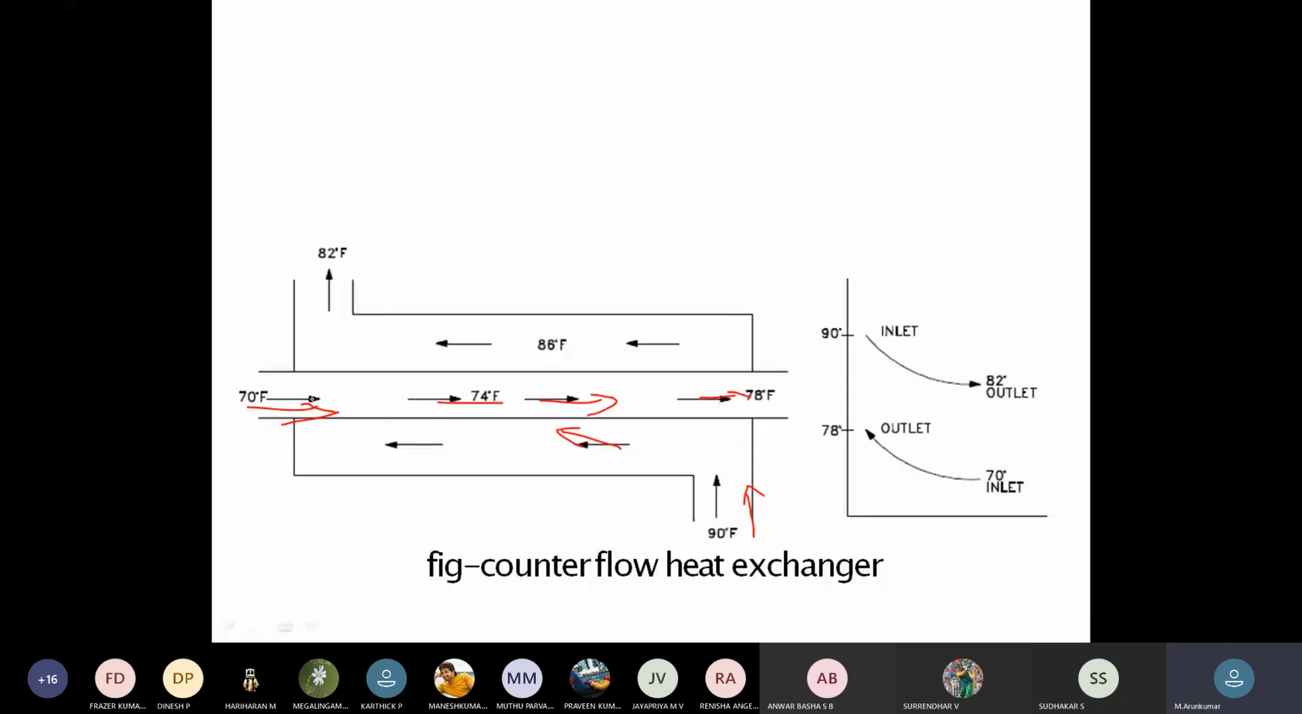So the initial temperature of the hot fluid is 90 degrees Celsius, and the initial temperature of the cold fluid is 70 degrees Celsius. The final temperature of the hot fluid is 82 degrees Celsius, and the final temperature of the cold fluid is 78 degrees. But the direction of the flow matters here. The temperature gets reduced in this direction, but in the cold fluid the direction is in this direction.